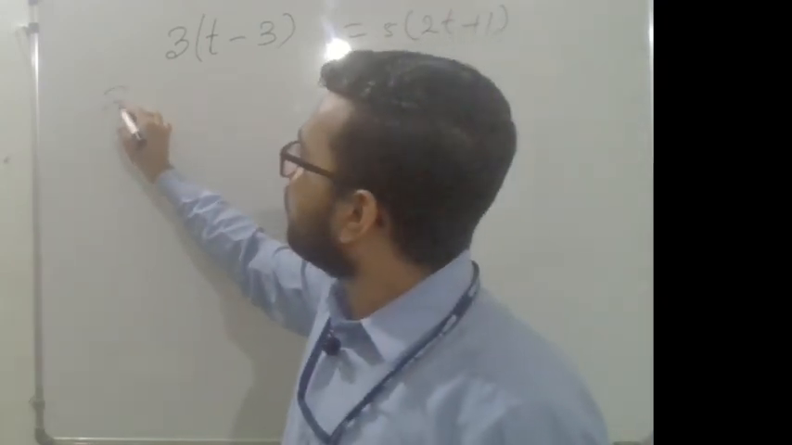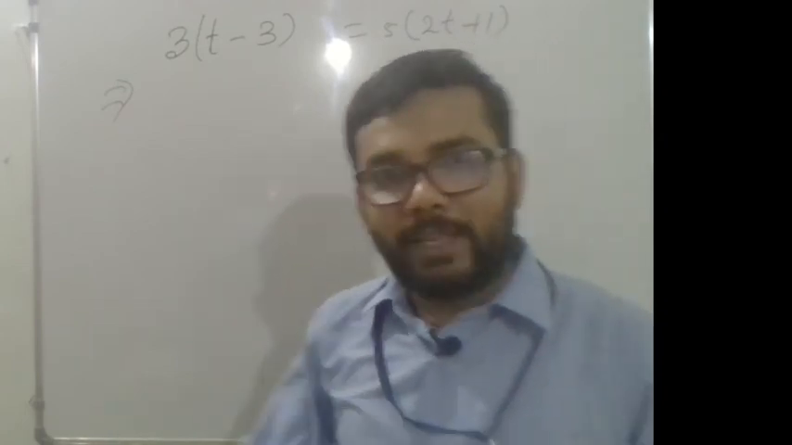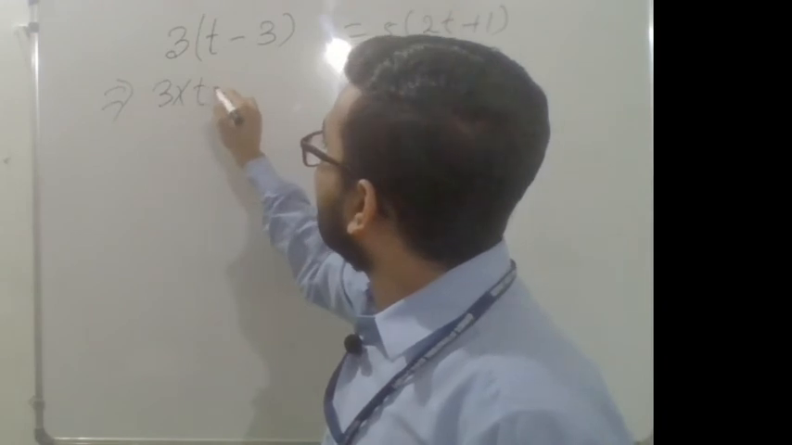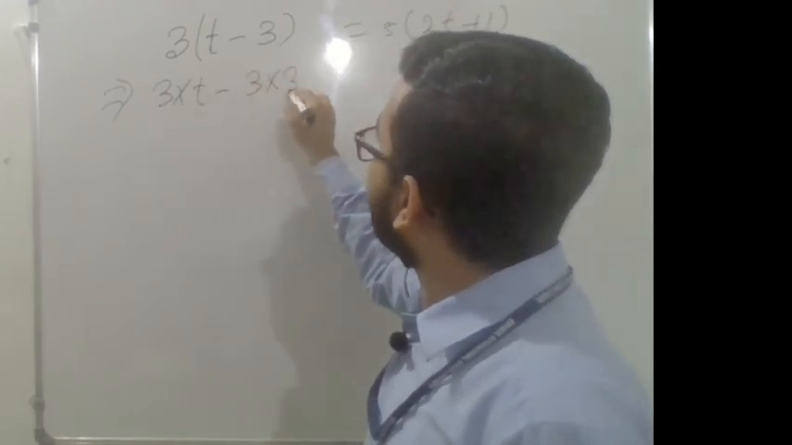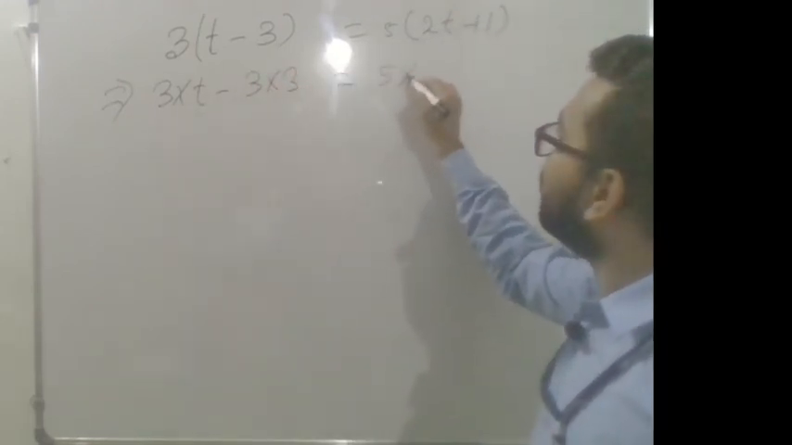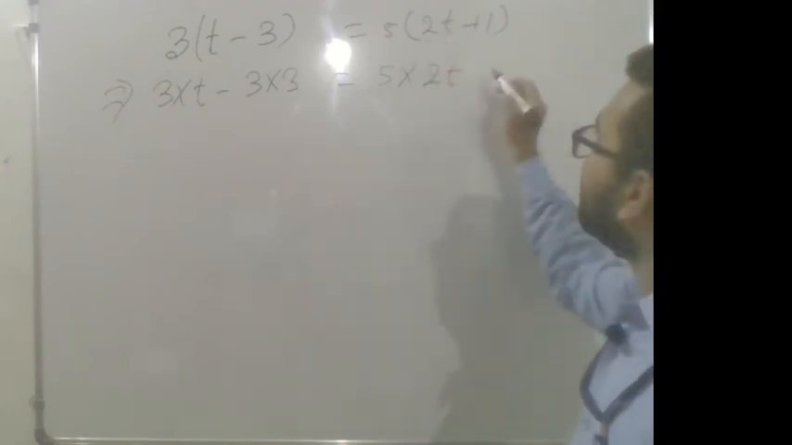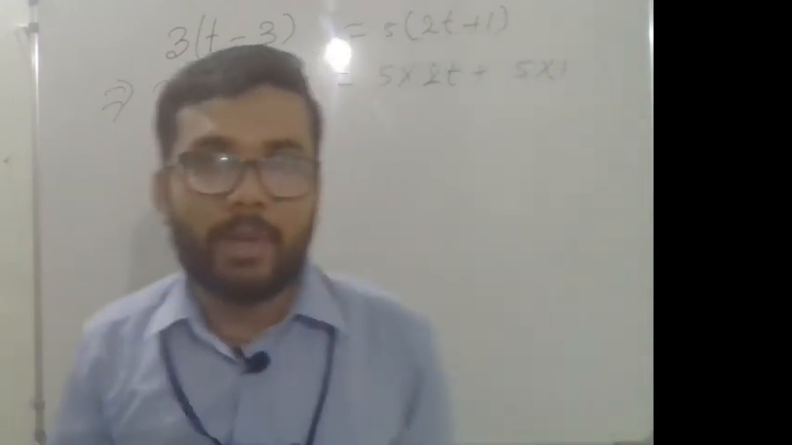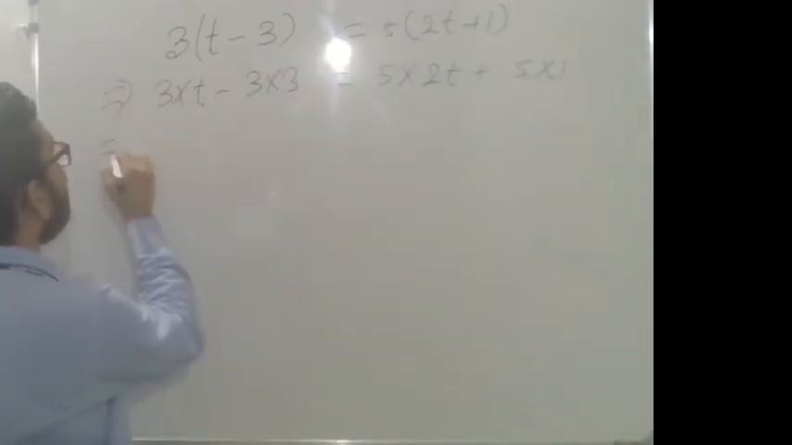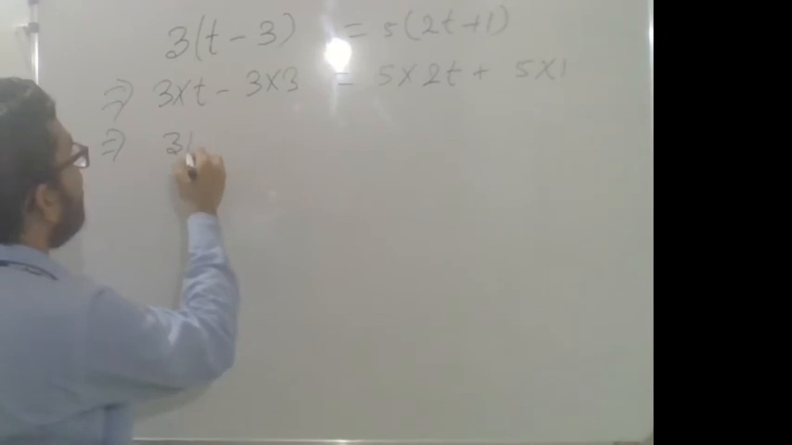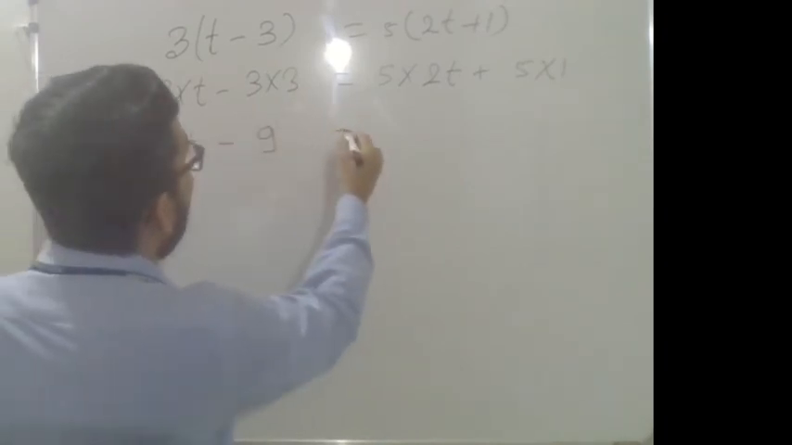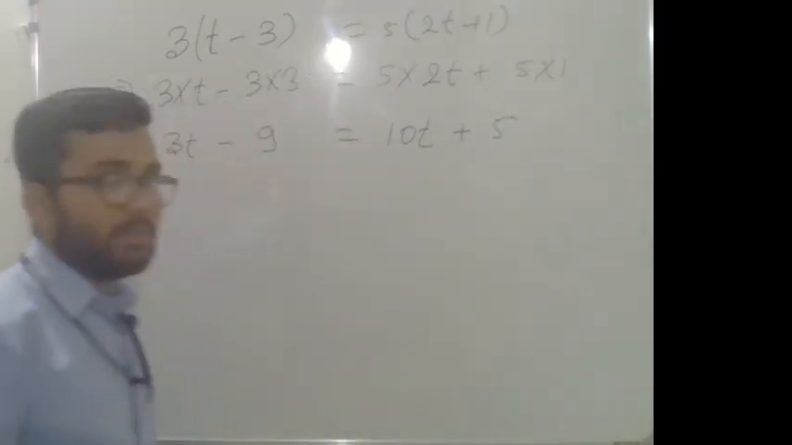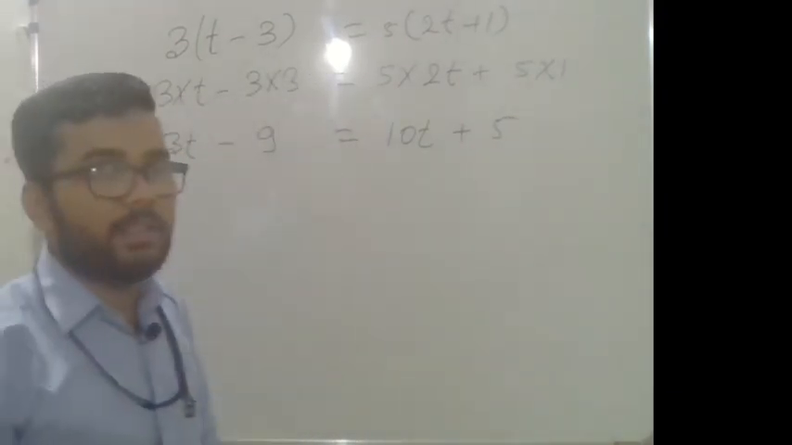What we have to do, we just break the bracket first. 3 into t, minus 3 into 3, equals 5 into 2t, plus 5 into 1. Bracket has been broken. So 3t minus 9 equals 10t plus 5. Now this is a simple linear equation.